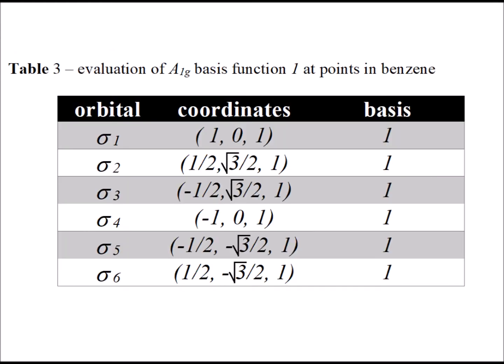Now we check the coordinates. We insert them into the basis function for a particular irreducible representation. If they are not all 0, then we know that that irreducible representation is included in that Γσ permutation representation. Here we see that none of the coordinates are 0, so therefore A1g is included.